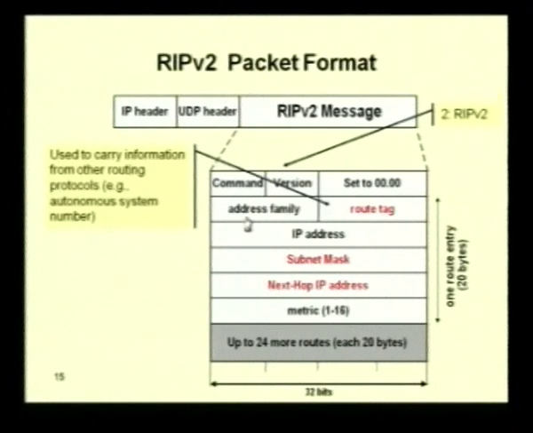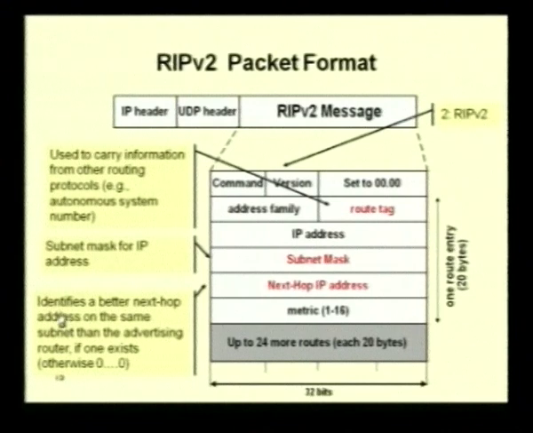Right. Coming back to the other information that you have, you could have route tags, which are specified over here. RIP version 2, as I said, allows you to support subnet masks and so on. Route tags are used to carry information from other routing protocols, for example the autonomous system number. Then subnet masks, if they are used, are specified here, along with identifying a better next hop address on the same subnet than the advertising router. So, the next hop IP address could also be specified.